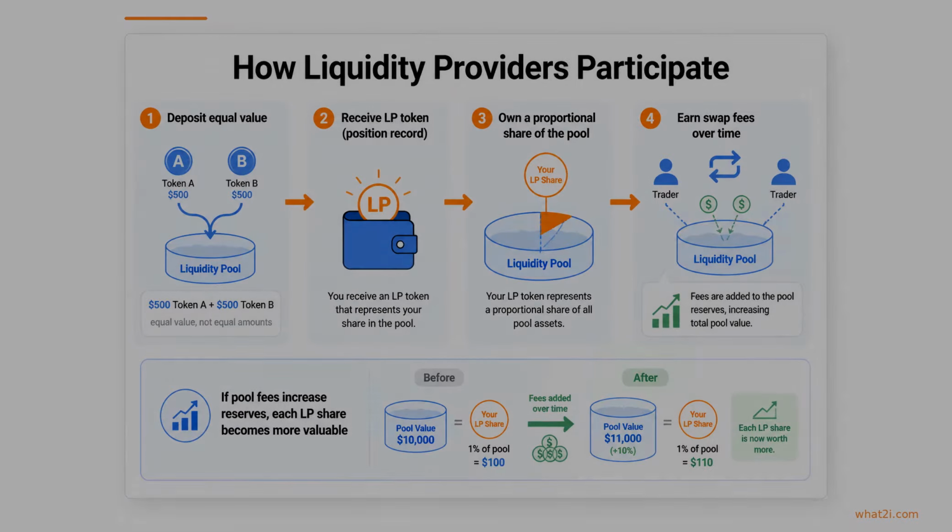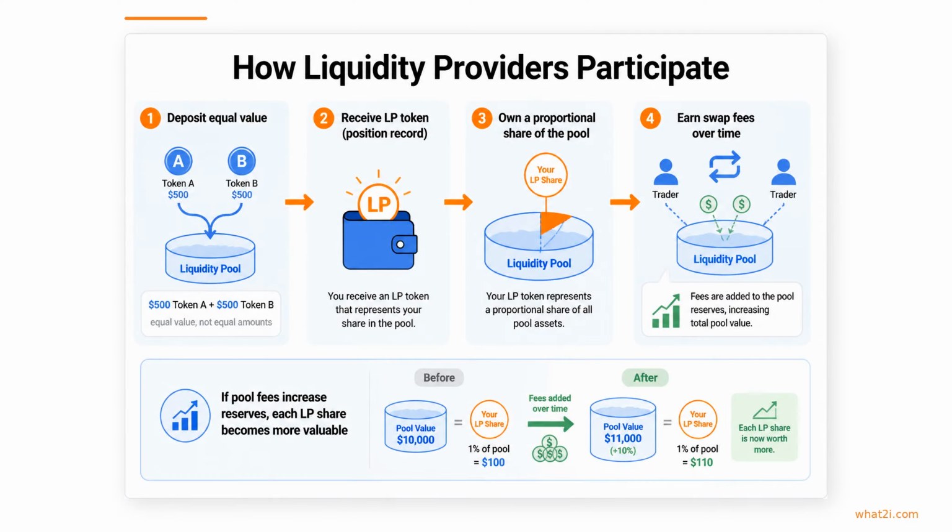When you add assets to a liquidity pool, you become a liquidity provider by depositing equal value of each token at the start. Not necessarily the same number of tokens. In return, you get LP tokens, or a position record, which simply represents your proportional share of the pool. As traders use the pool and pay swap fees, the reserves grow over time, and that makes each LP share more valuable.